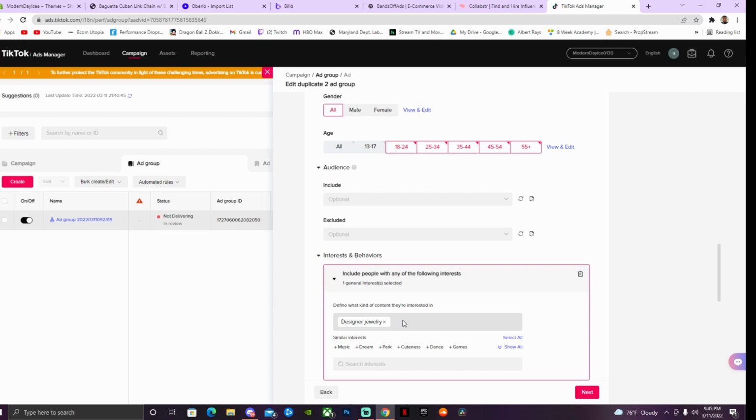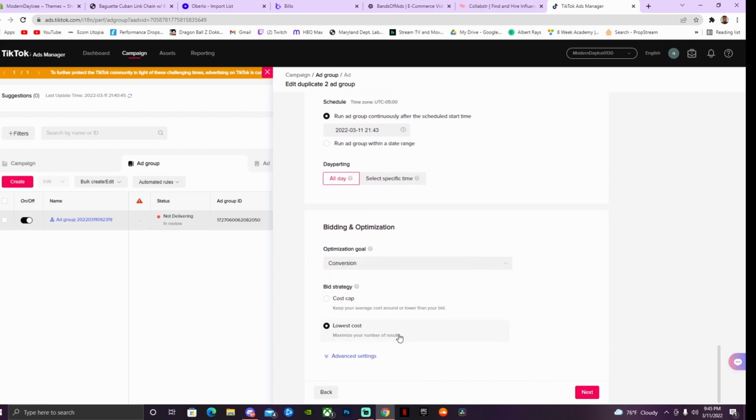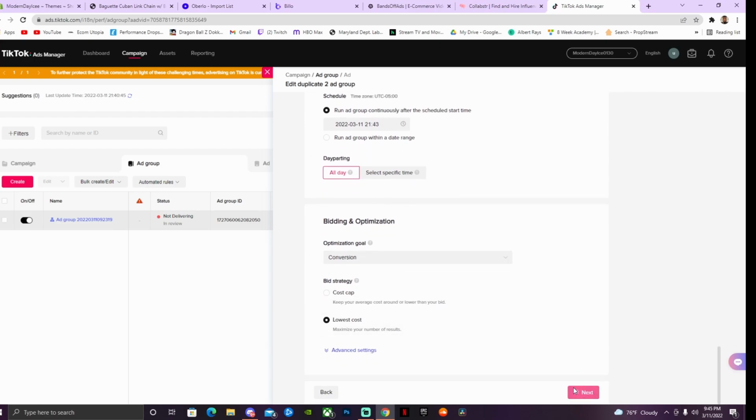So for the first ad group, that's broad. That's targeting everybody, whoever TikTok decides to show the ad to. And then in the duplicate of the first ad group, which is the second ad set, I would have the specific targeting interest, so I can target specific audiences, people who are, for instance, interested in designer jewelry. Then I would keep the budget the same, keep everything else the same, and hit next.